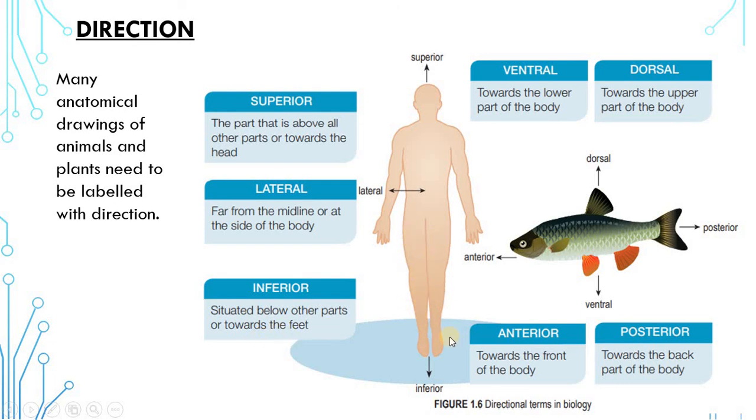For the animals, especially for the fish, this part is anterior and this part is posterior. This one is ventral. This one is dorsal. What is anterior? Anterior is towards the front of the body. Posterior is towards the back part of the body. Ventral is towards the lower part of the body, and dorsal is towards the upper part of the body.